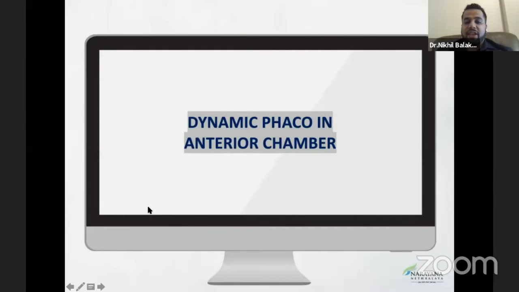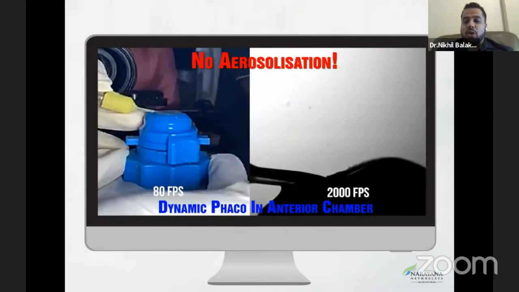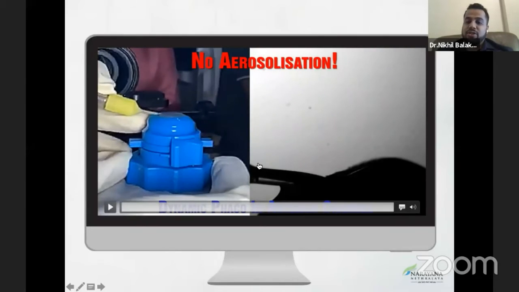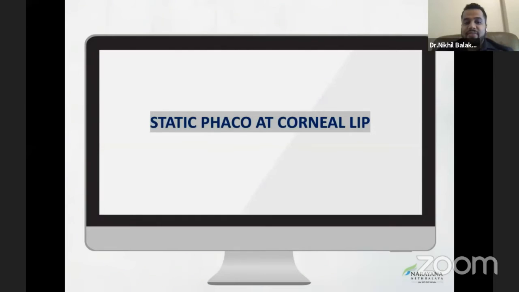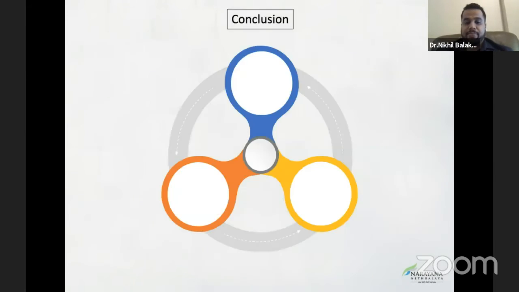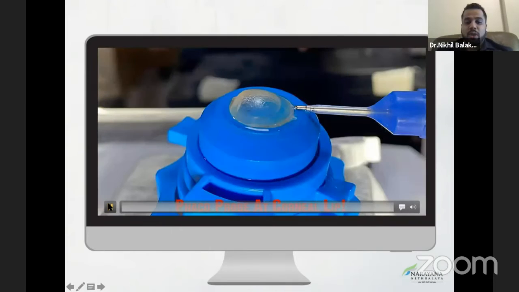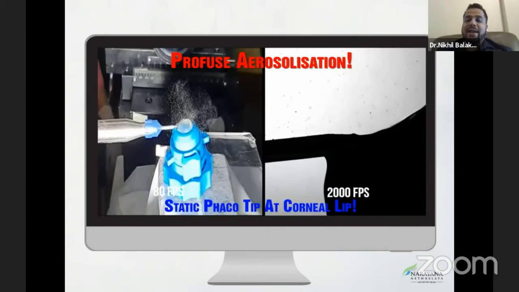When we performed the dynamic phaco in the anterior chamber, the findings were the same. There was absolutely no aerosolization seen, either picked up on shadowgraphy or on a slow motion camera. And then we performed a static phaco at the corneal lip. That means the tip of the phaco probe was at the lip of the wound. And in this case, we observed a profuse amount of aerosolization, which is demonstrated both in a slow motion camera and in the shadowgraphy technique that we performed at 2000 frames per second.